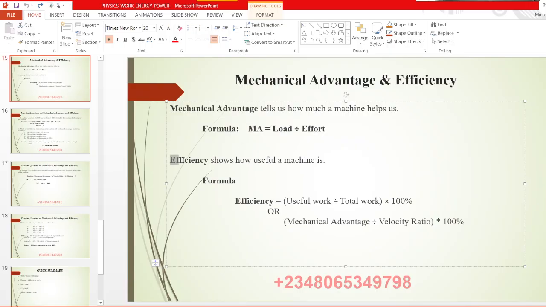Now, efficiency shows us how useful a machine is. Efficiency is defined as useful work divided by total work times 100%. Or mechanical advantage divided by velocity ratio multiplied by 100%. Please take note of this formula as we intend to answer some questions.